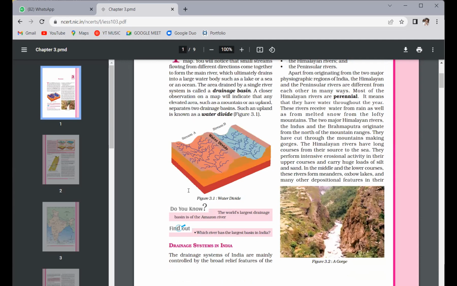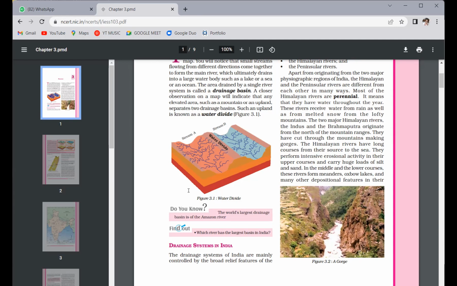Most of the Himalayan rivers are perennial. It means that they have water throughout the year. These rivers receive water from rain as well as from the melted snow from the lofty mountains. The two major Himalayan rivers, the Indus and the Brahmaputra, originate from the north of the mountain ranges. They have cut through the mountains, making gorges. The Himalayan rivers have long courses from their source to the sea.